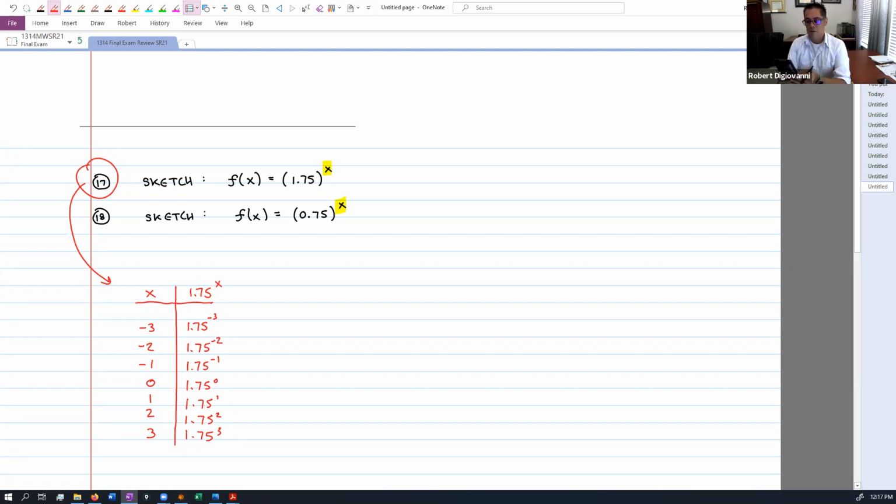Okay, so if you do to the -3, you get 0.187 and around here. If you do -2, you get 0.327. If you do -1, you get 0.571. If you do 0, you get 1. If you do 1, you get 1.75. If you do 2, you get 3.06. And if you do 3, you get 5.36.